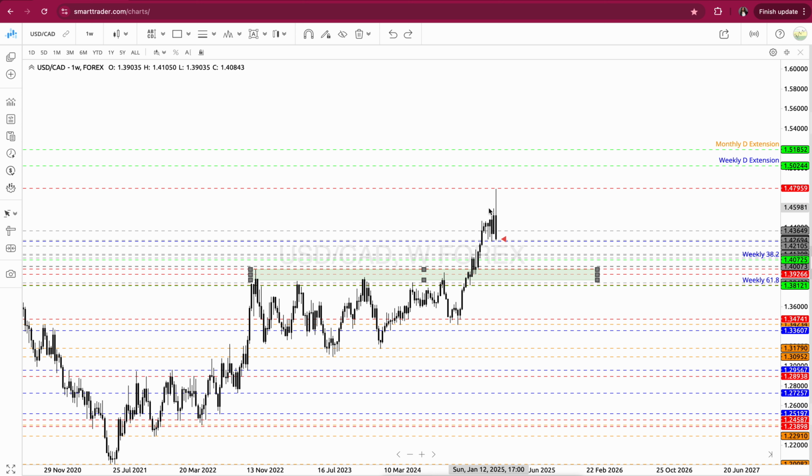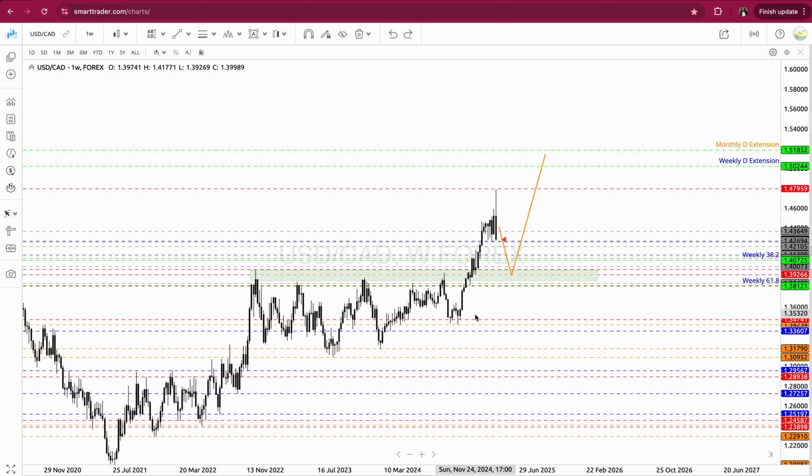So my thought process is that price is coming back, without a fib, just looking at structure. Price is coming back to test this zone. Now, where in the zone exactly? I don't know, right? But I can use the fib levels, my sweet spot levels, as a guide for where I think price may revisit before continuing to the upside. So I'm bearish right now on USDCAD.